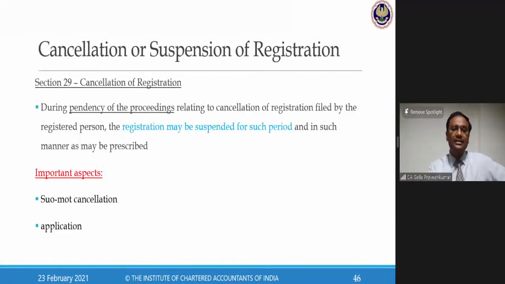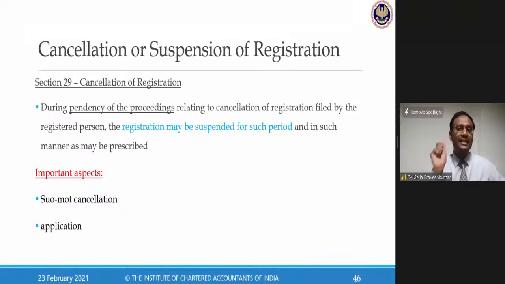Now, this is where the moment I make an application, the officer says, look, I'm going to suspend your registration because you have sought cancellation. I'll do my audit, I'll do my assessment proceedings, then I'll issue an order for cancellation. That's called suspension. Suspension of registration is nothing but the period from the date of your application, or from the day you want to cancel your registration, till the date of the final order for cancellation.